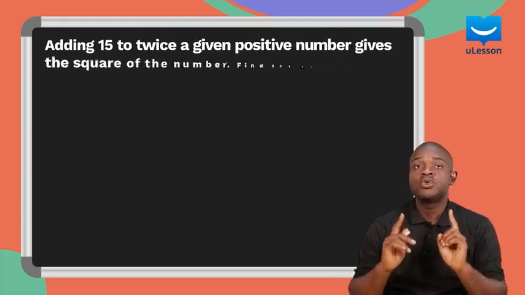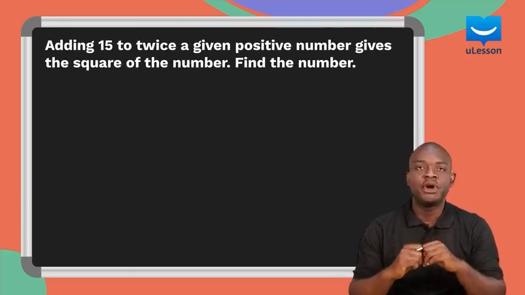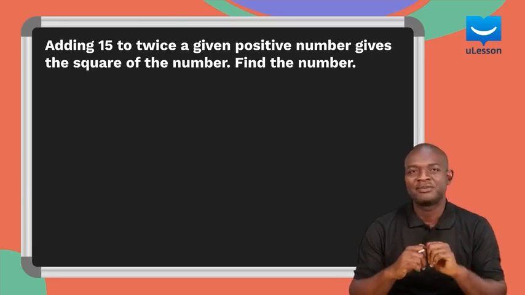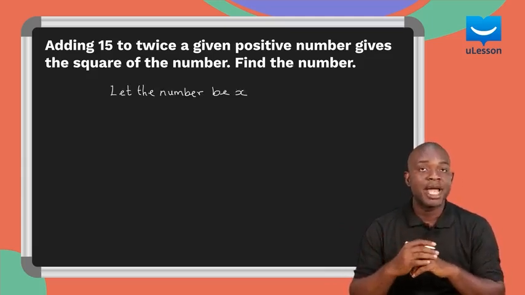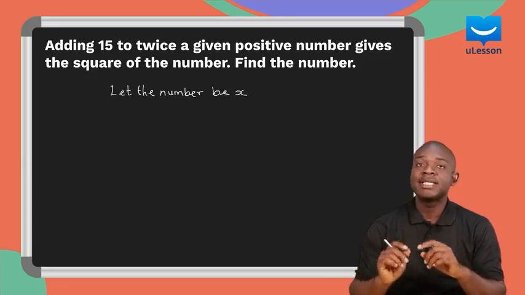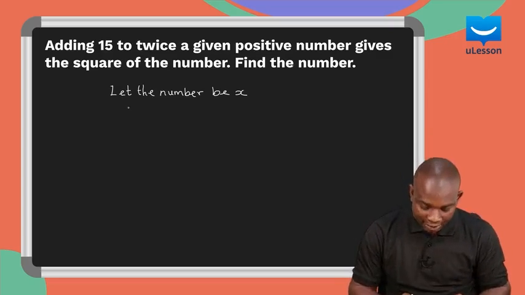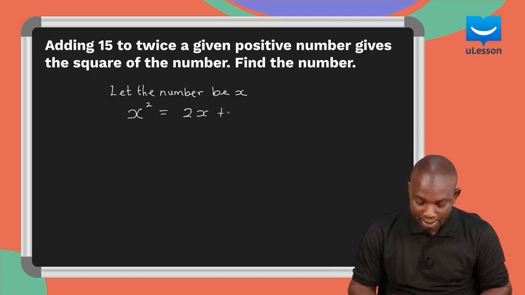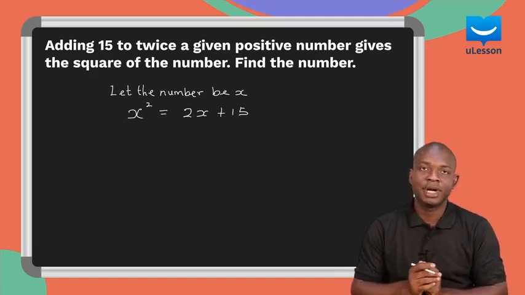Adding 15 to twice a given positive number gives the square of the number. Find the number. Now, since we don't know what the number is, we'll say let the number be x. Now, the question says that adding 15 to twice the number gives the square of the number. Therefore, if the square of the number is x squared, it will be equal to 2x plus 15, because we're adding 15 to twice the number.